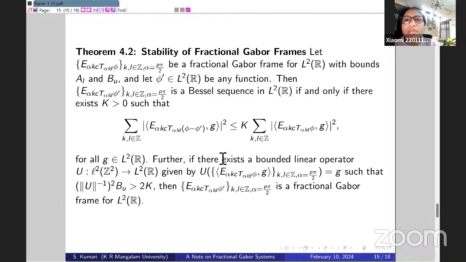Further, if there exists a bounded linear operator U from l2 to L2(R), which is given as follows, such that the norm of U minus 1 raised to the power 2 is greater than 2 times K, where K was taken as any positive number, then this system E_{αk} T_{αl} φ', where k and l are integers and α is pπ/2, is a fractional Gabor frame for L2(R).